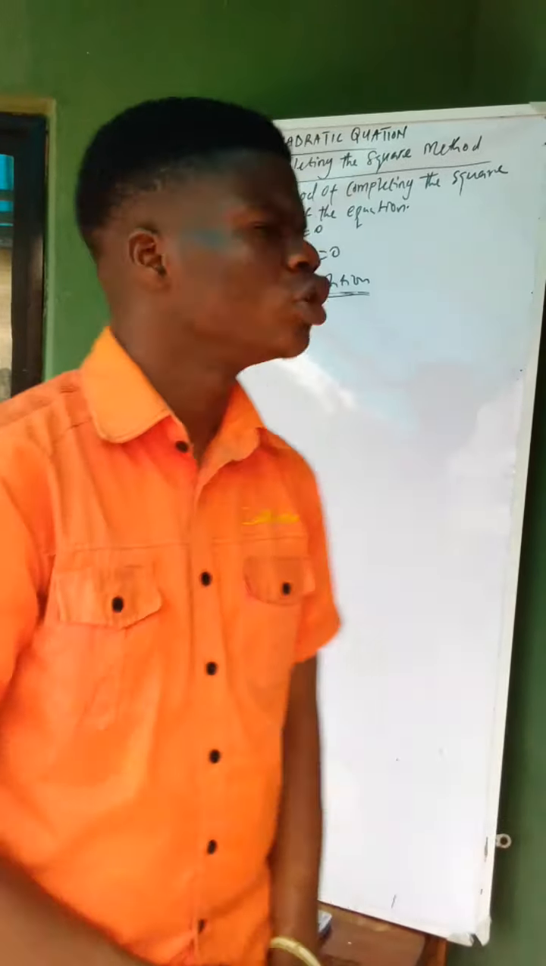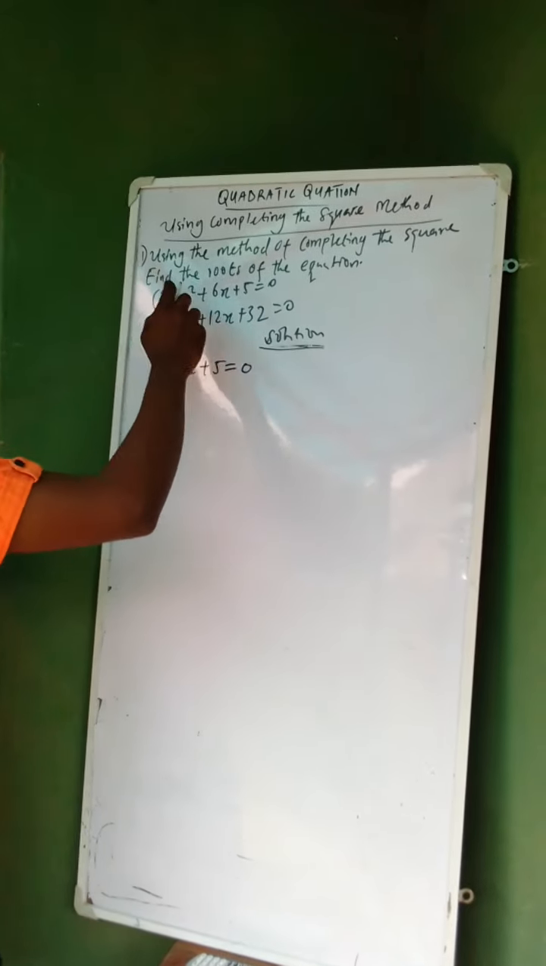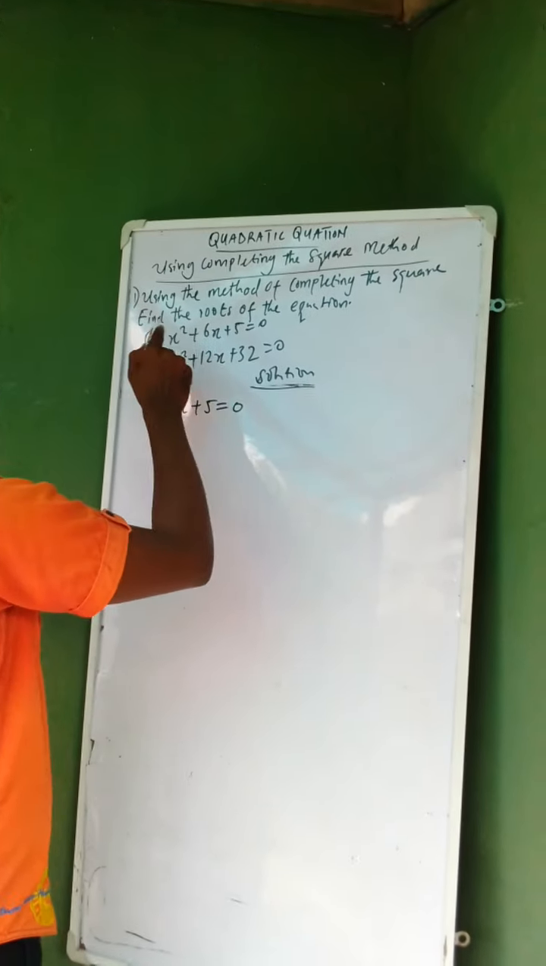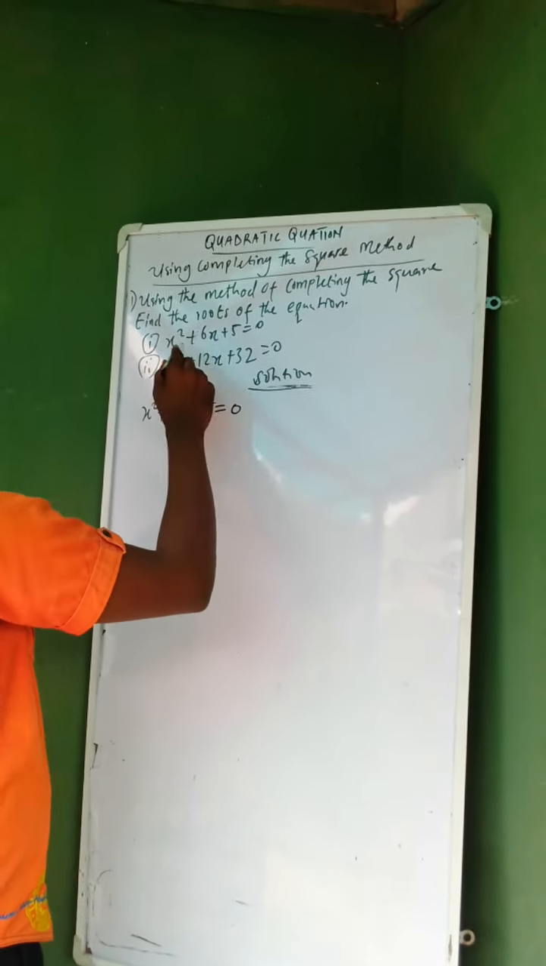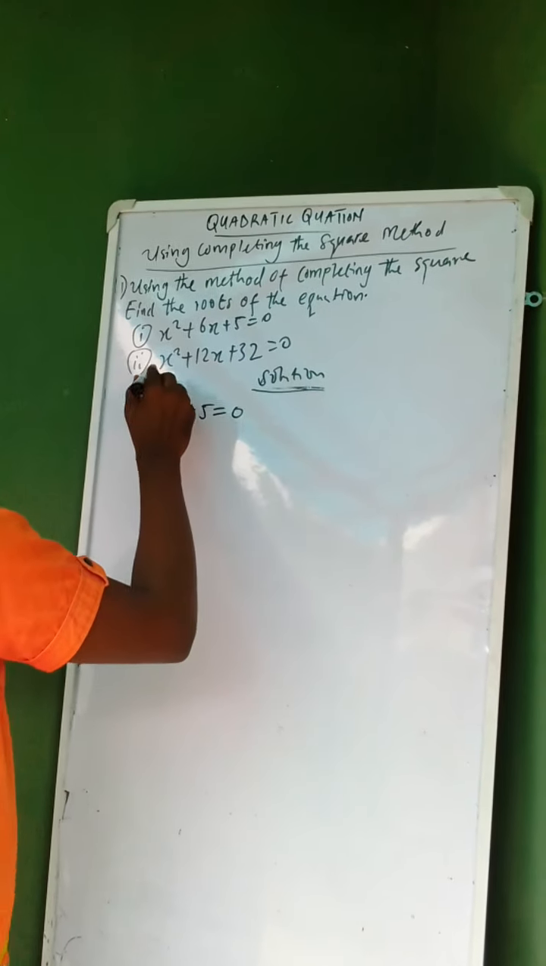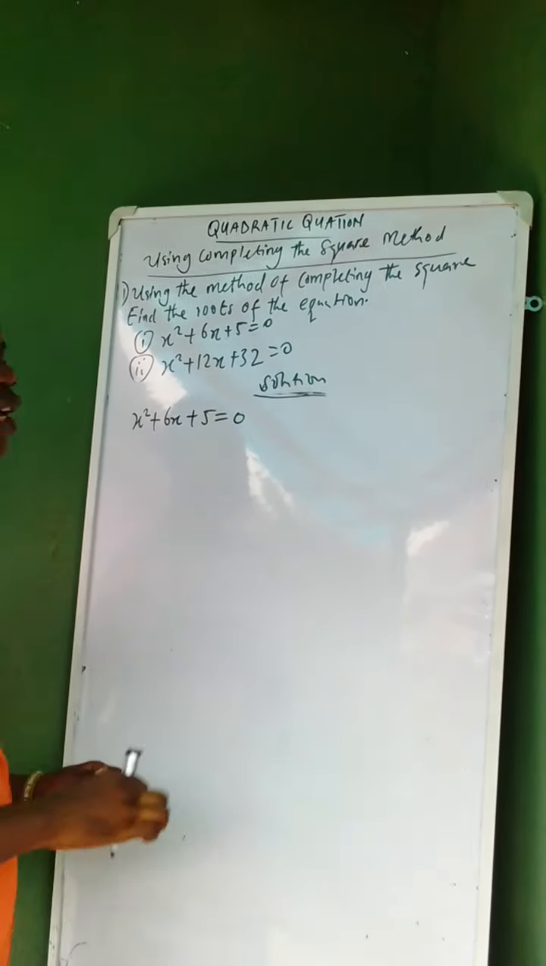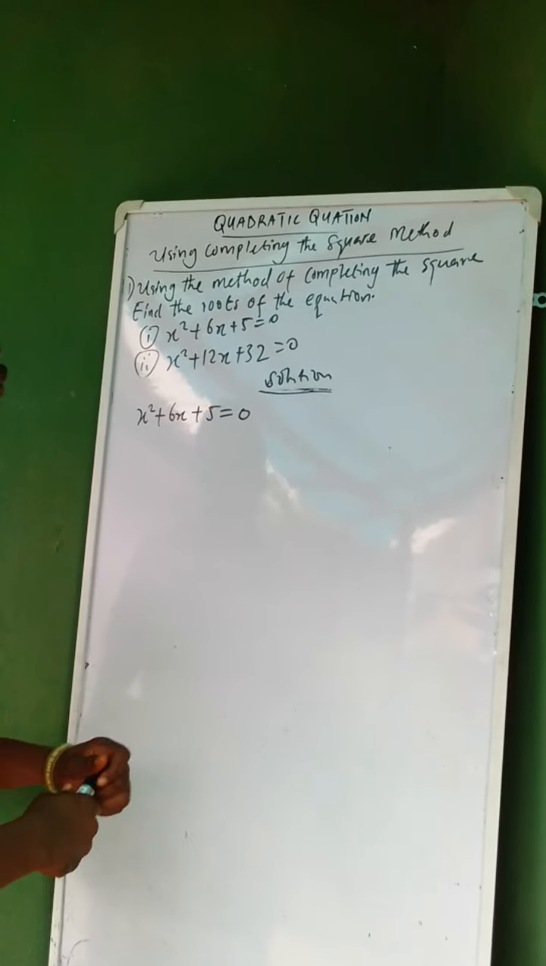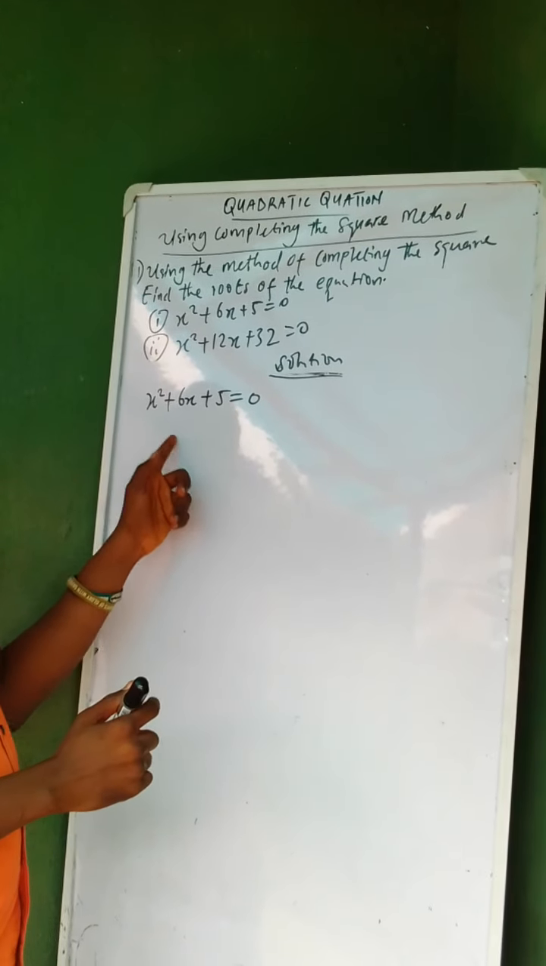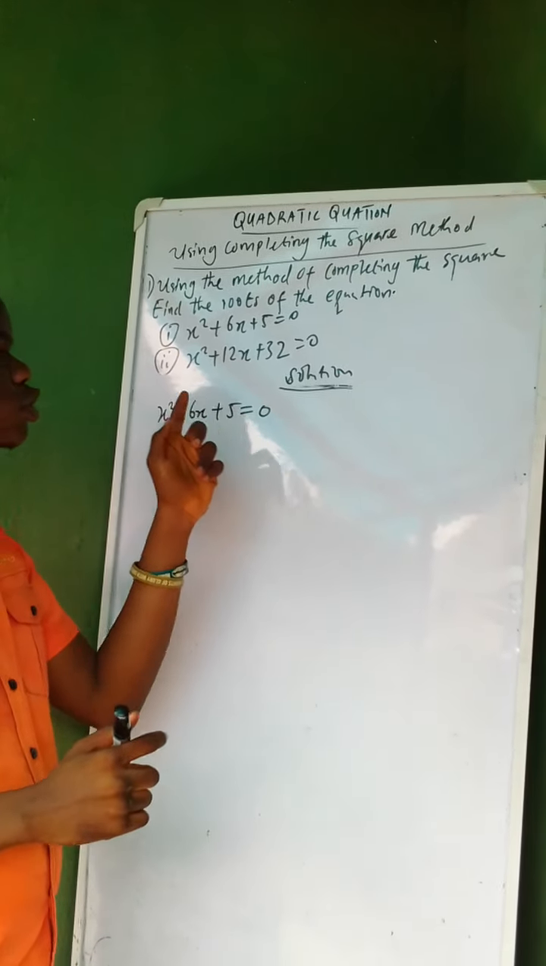Let us see how this goes. So we have, using the method of completing the square, find the roots of the equation x squared plus 6x plus 5 equals 0, and x squared plus 12x plus 32 equals 0. So I'm going to solve the first one. It says x squared plus 6x plus 5 equals 0.